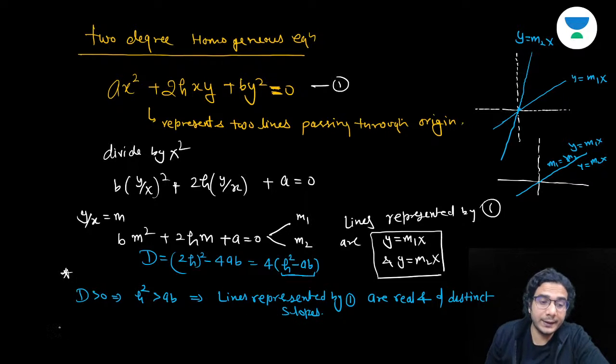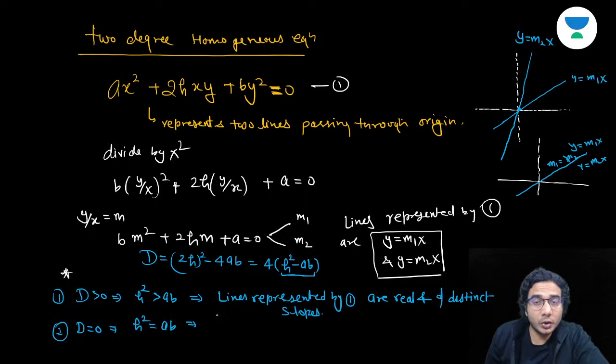So slopes are real and distinct. This is the first case. Second case is when discriminant is equal to 0. This means h square is equal to ab. In this case, slopes will be equal. That means it will represent the case of coincident lines. Okay, this is the first case, this is the second case. All right, coincident lines.